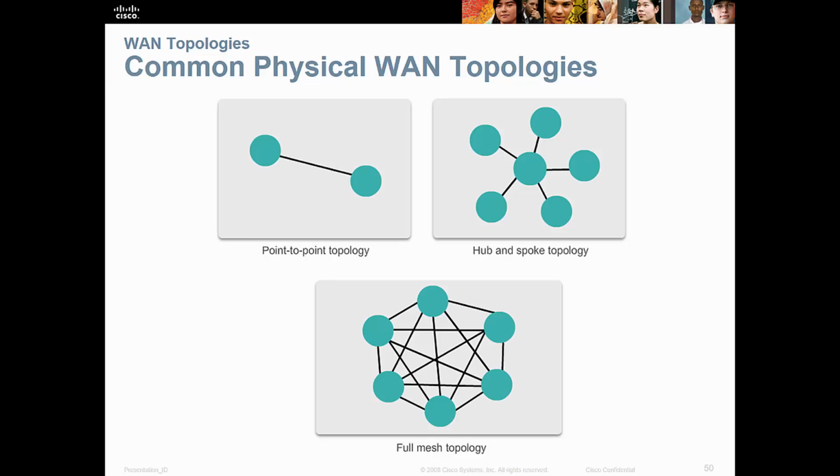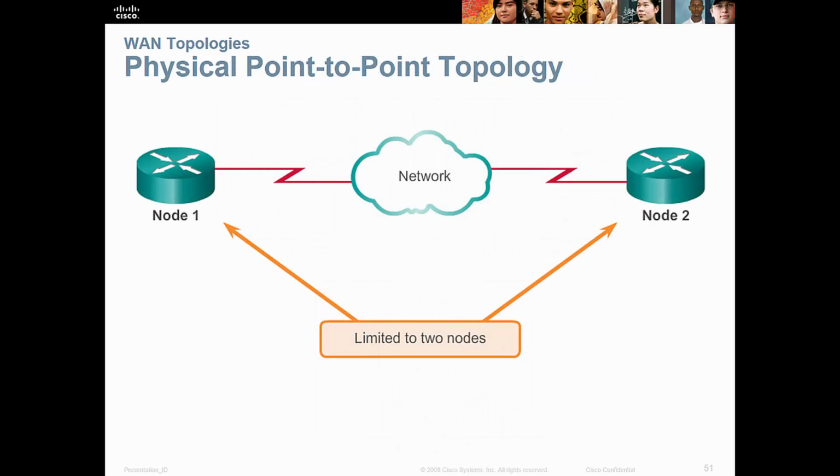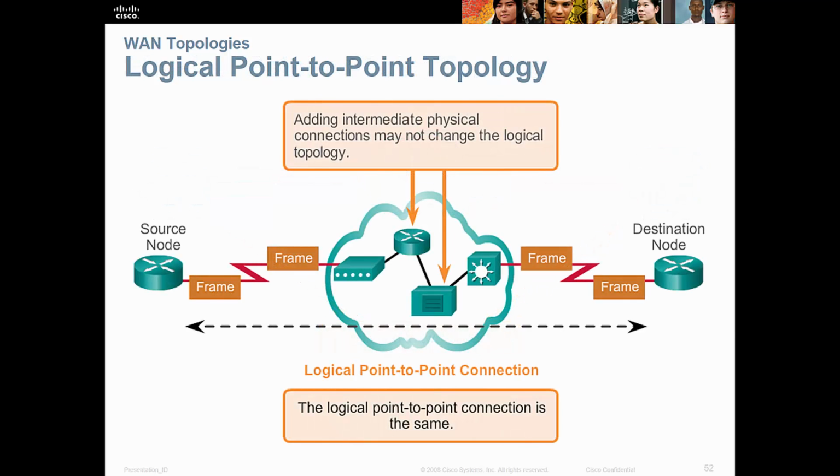Some common physical WAN topologies could be point-to-point, hub and spoke, or full mesh. If we are connecting to our ISP, between us and the ISP could be a point-to-point, but realistically our ISP is not just serving us, so it could be more of a hub and spoke. Examples of a point-to-point could be two different locations going through a network. A logical point-to-point could be, again, similar: two nodes, a source and destination, going through something like the internet.